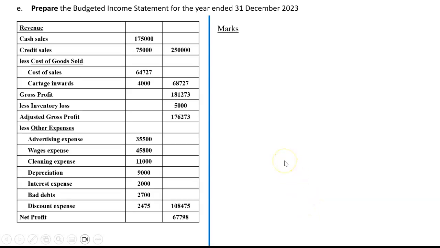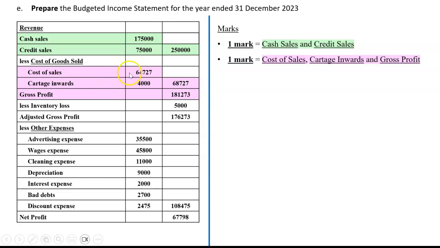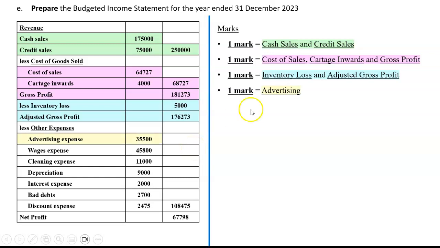So how did I allocate the marks for this one? So we had 8 marks. I went 1 mark for the cash sales, credit sales, and total sales. 1 mark for cost of sales and cartage inwards, giving us a total cost of goods sold and a gross profit. 1 mark for the inventory loss and therefore the adjusted gross profit. And then 1 mark for advertising. I thought that was very difficult, so 1 mark on its own.